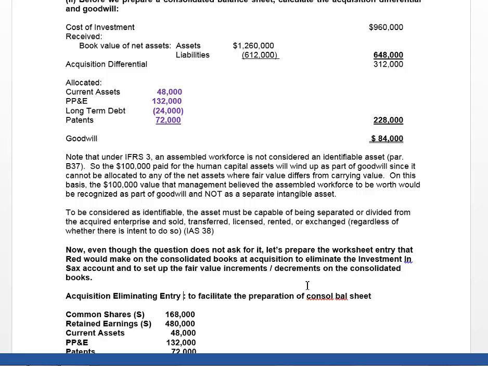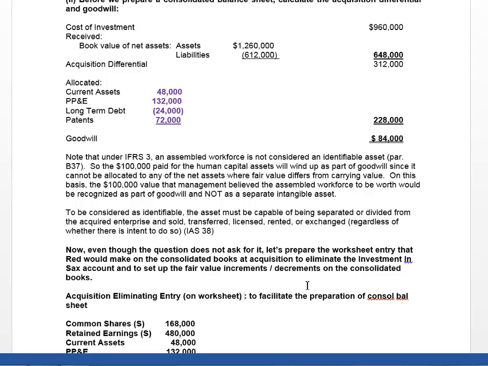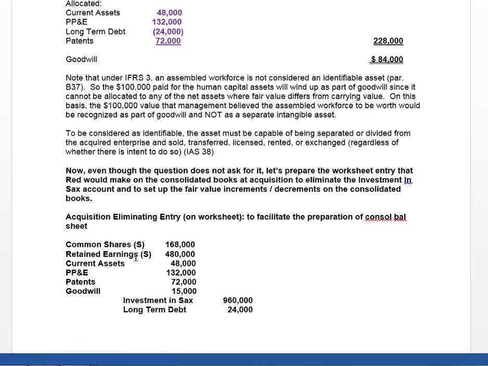So it's on the worksheet. Now in our course we don't do worksheets, we use the direct method, which I'm going to show you in a minute when we do the balance sheet. But the idea is you should know that it exists.